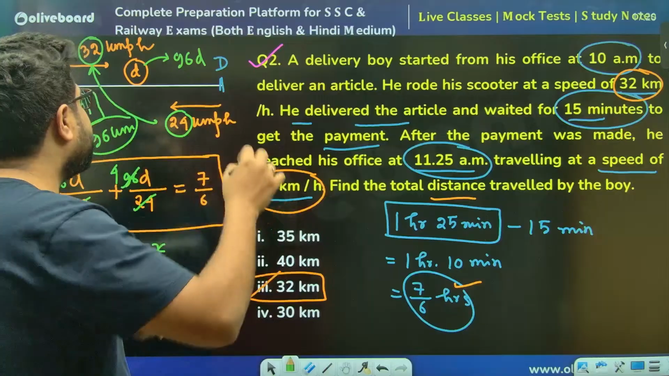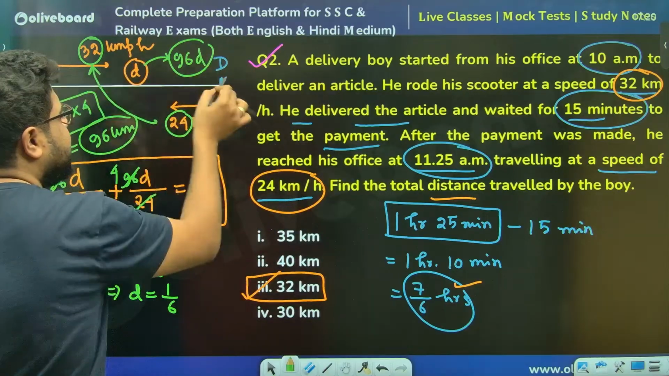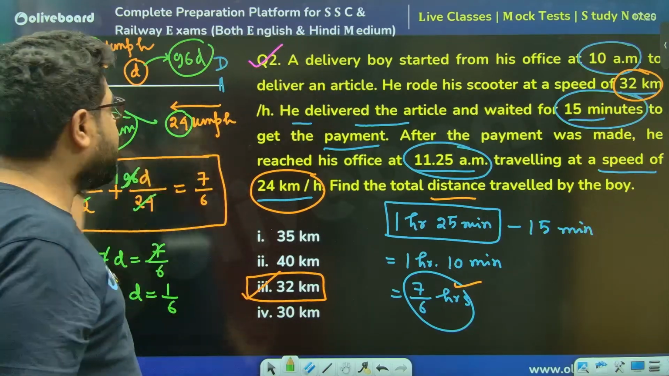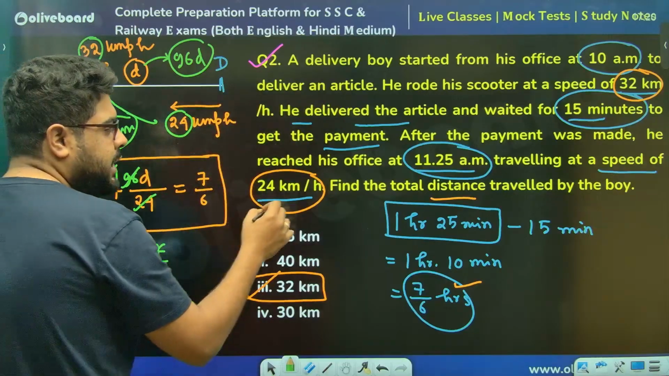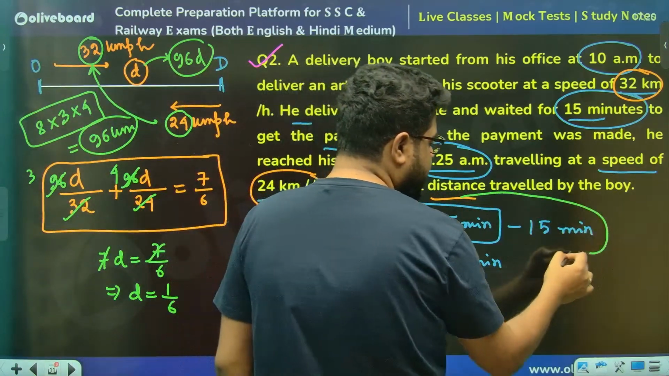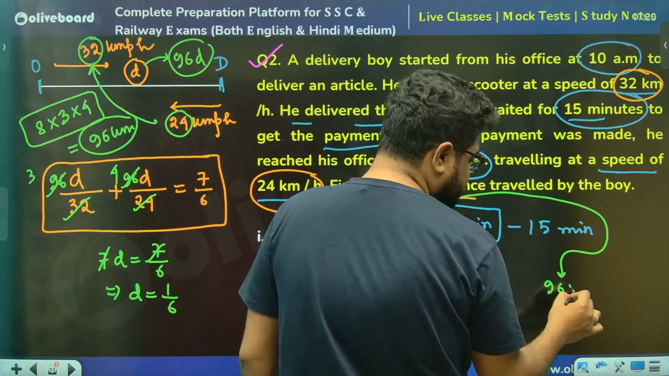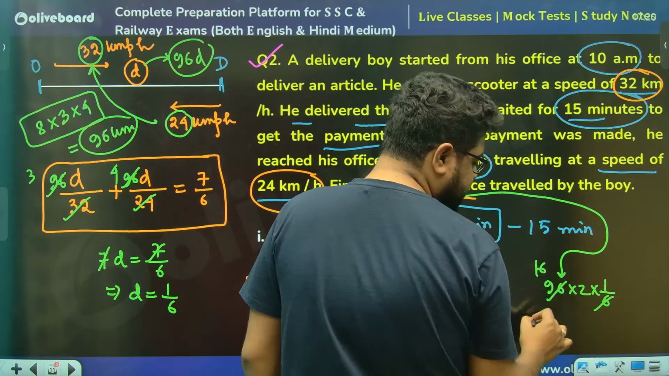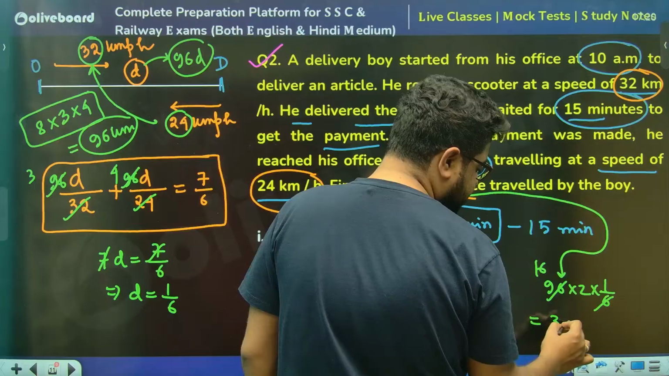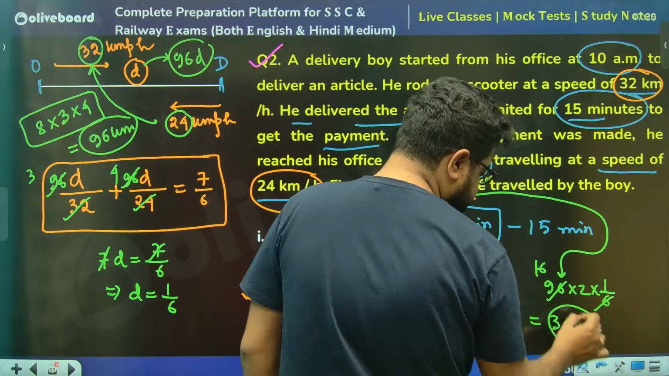Total distance will be how much, sir? 96D for going, 96D for coming. For the onward journey 96D, for the return journey 96D. So total distance will be what, sir? 96 times 2 into D value, which is 1 by 6. So this is 16. 6 16s are 96, 16 2s are 32. That's your answer, sir.